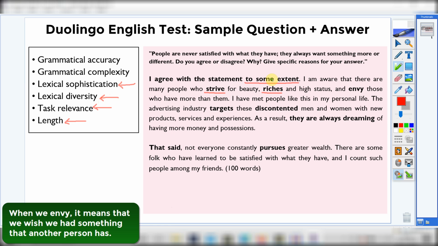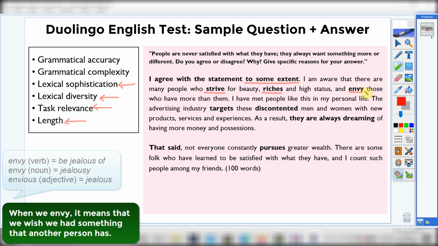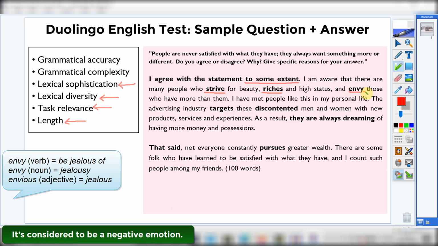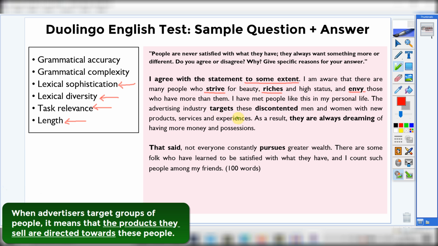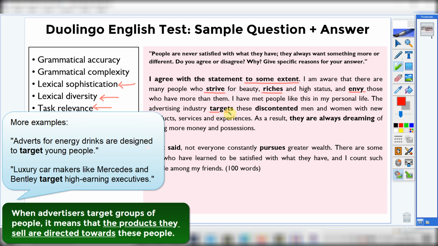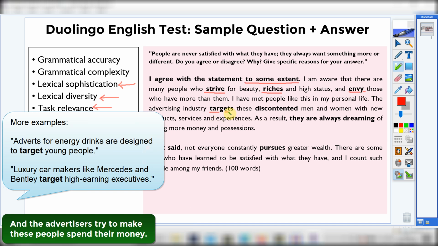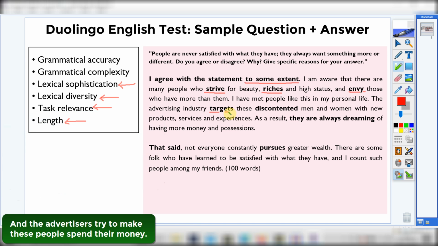When we envy, it means that we wish we had something that another person has. It's considered to be a negative emotion. When advertisers target groups of people, it means that the products they sell are directed towards these people, and the advertisers try to make these people spend their money.